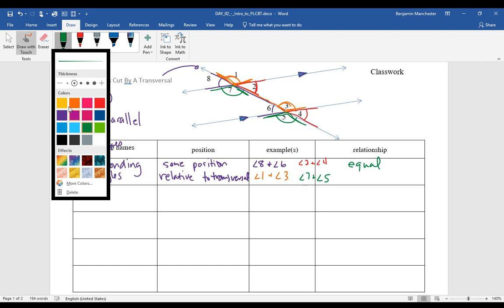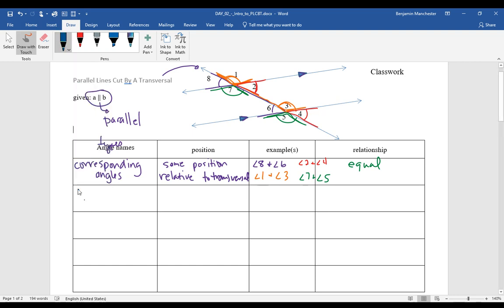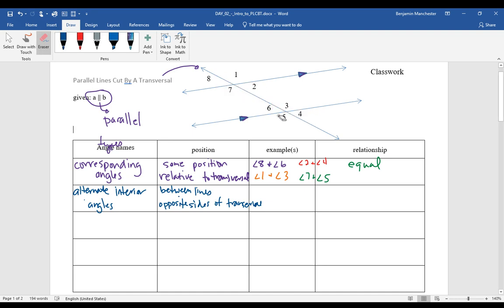Okay, so the next set of angles we're going to talk about are alternate interior angles. Alternate interior angles. The word interior means they're going to be between your parallel lines. And alternate means they're on opposite sides of your transversal. Geometers are not very creative in the way that they name things. So alternate means opposite sides of the transversal, and interior is between your parallel lines. So these are alternate interior angles.